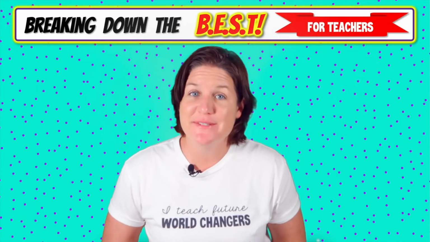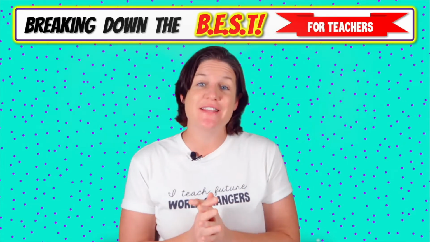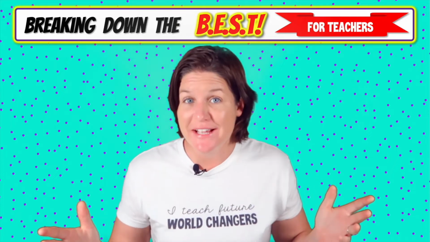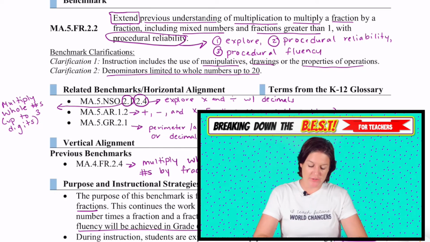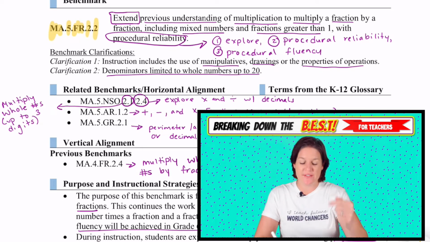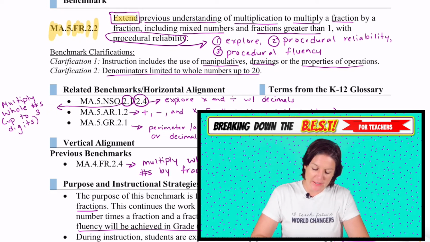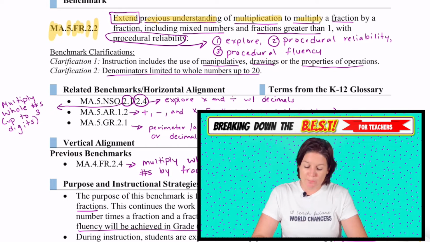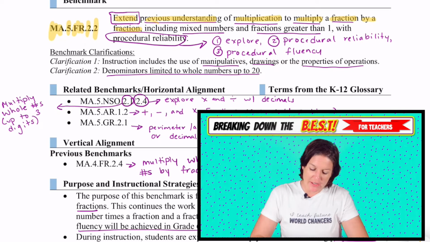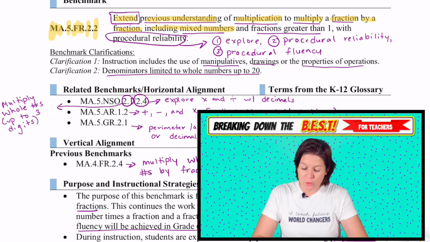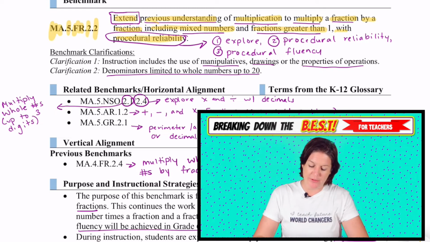Hey everyone. My name is Sarah McCarthy and I am so excited that you are joining me as we break down the following standard. Today's standard is MA.5.FR.2.2 and this standard says to extend the previous understanding of multiplication to multiply a fraction by a fraction, including mixed numbers and of course fractions that are greater than 1 with procedural reliability.